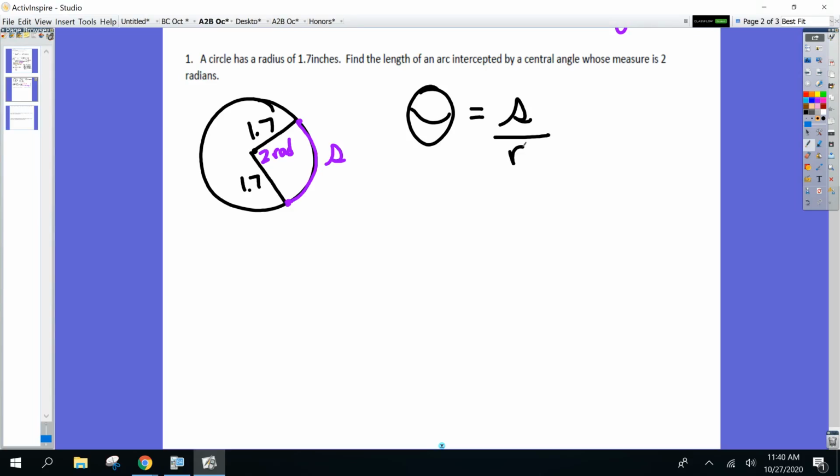Is anybody impressed by my lowercase cursive s, by the way? Cursive. All right, never mind.